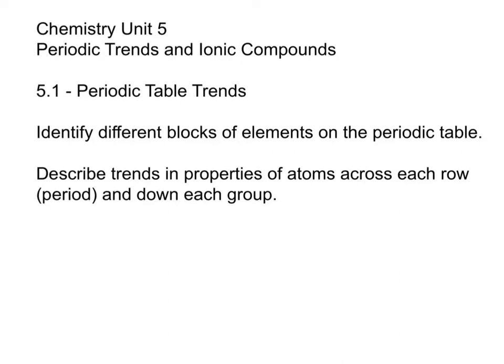This is lesson 5.1. So the objectives would be to, first of all, identify the different blocks or groups of elements that we give names to on the periodic table. And the second one is to describe trends and properties of atoms across each row, also known as periods, and down each group, known as families, actually.